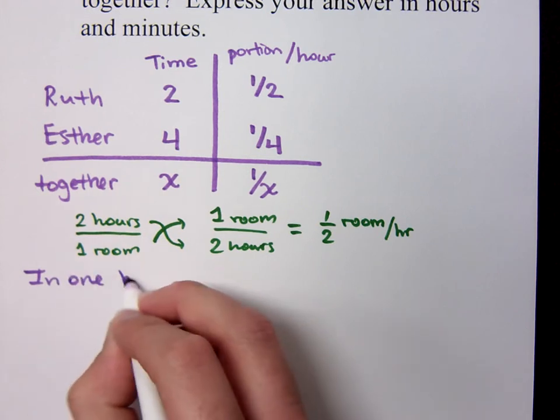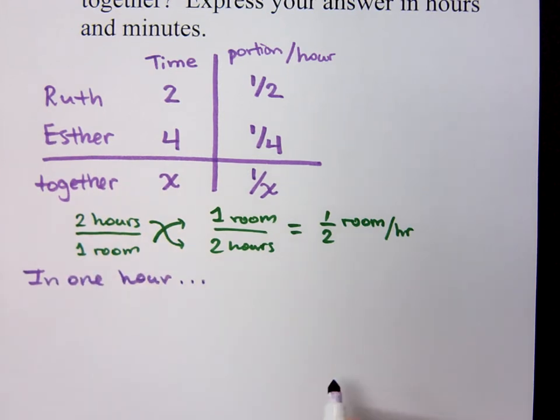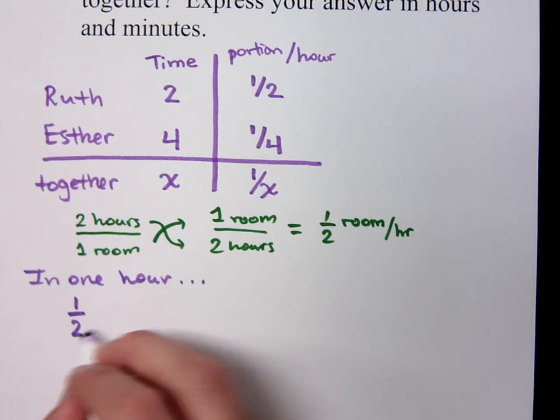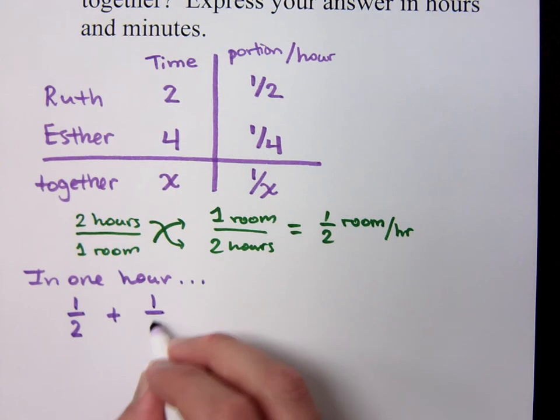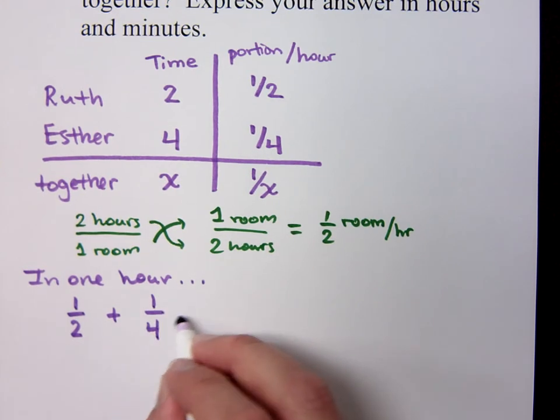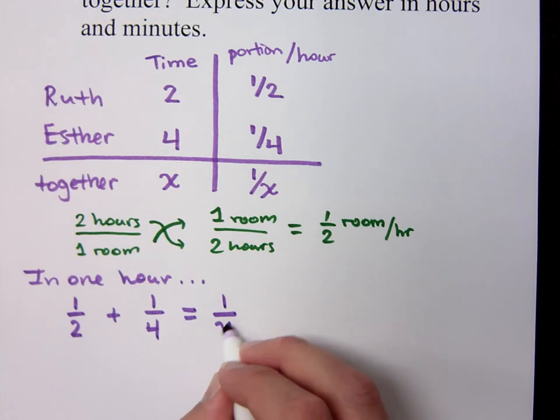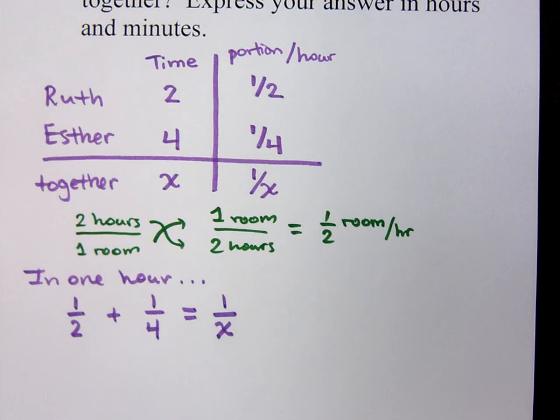In 1 hour, what happens? Well, in 1 hour, Ruth has painted half of the room. Her sister has painted a fourth of the room. And together, that's going to equal that together portion per hour, right? So what this does for us is create a nice equation that, even though it has rational expressions, is still pretty easy to work through.